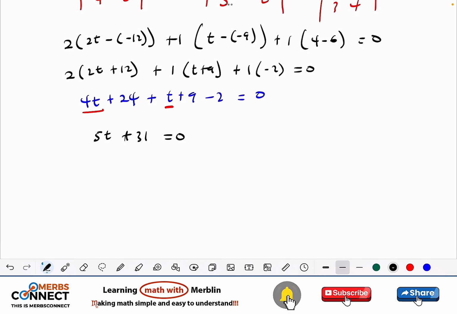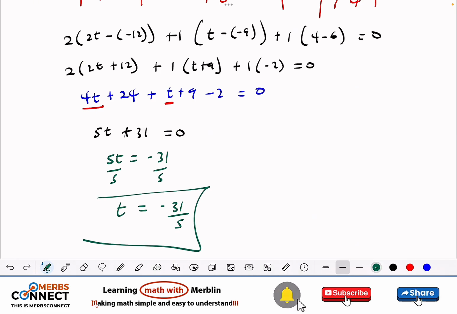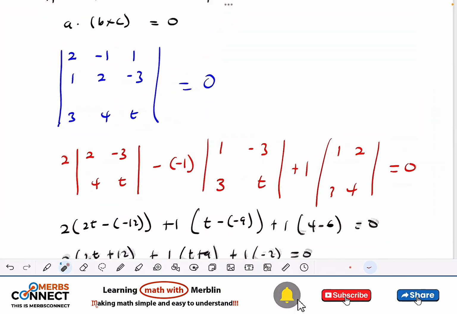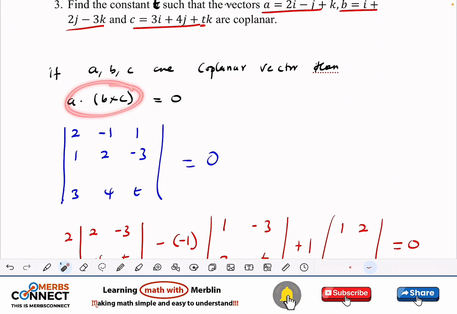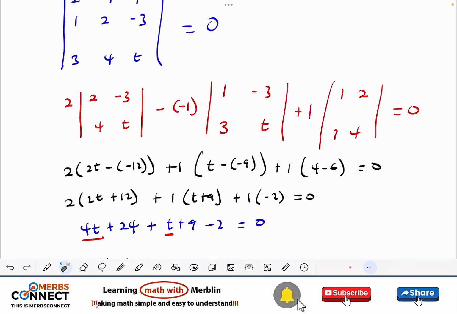And then what will be our t? 5t is equal to minus 31. Divide through by 5, and then our t should be minus 31 divided by 5. Wow, wow, wow. So it means that for us to make sure that when we do this, we are getting 0, the t here should be minus 31 divided by 5, which is very nice.